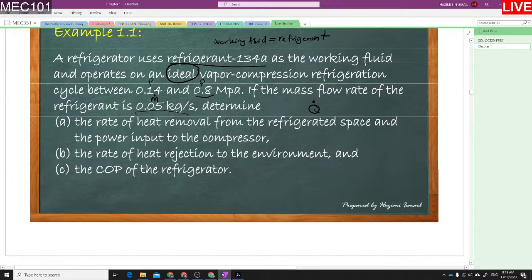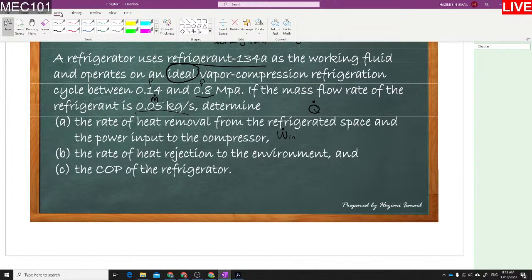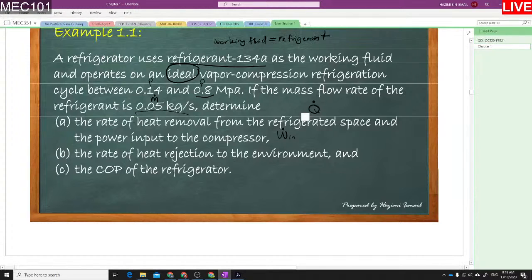And the power input to the compressor, the usual one, W in. So power means energy per time, so we put W in, no need for the dot, because we know work is energy per time. Okay.